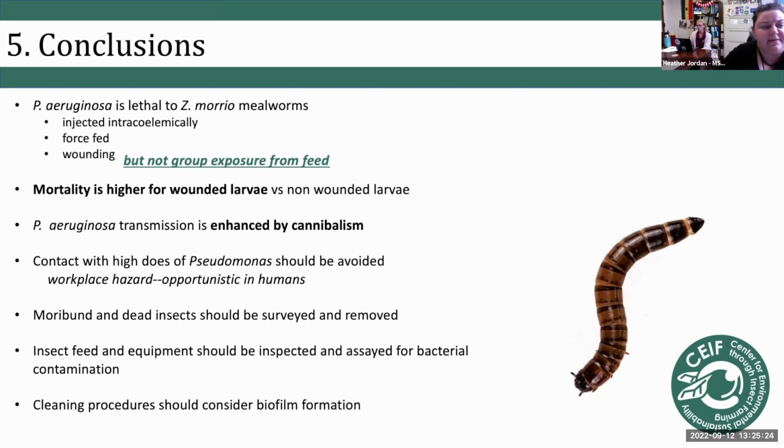The conclusions presented in the paper were that Pseudomonas aeruginosa is lethal to the mealworms when injected intracoelomically, force-fed, and through wounding, but not through group exposure from feed. The mortality was higher for wounded larvae than non-wounded larvae, and Pseudomonas aeruginosa transmission was enhanced by cannibalism. Contact with high doses of Pseudomonas should be avoided. It's reported as a workplace hazard, as it is also an opportunistic infection in humans.